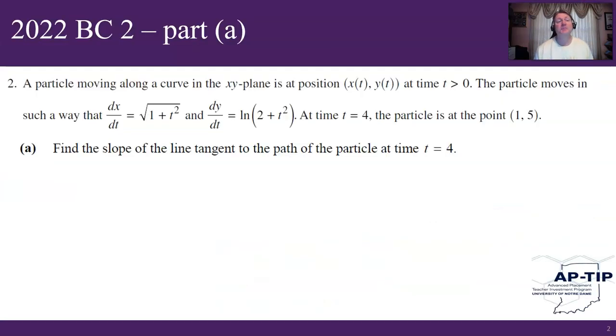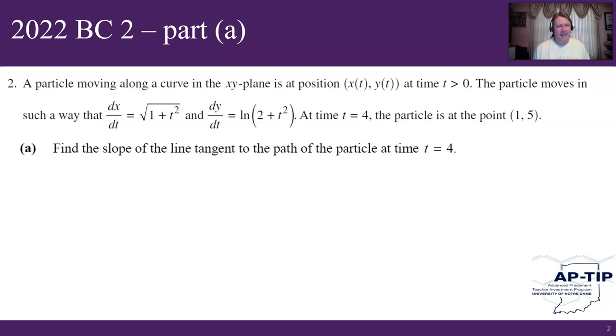a particle is moving along a curve in the xy plane and it's at position x of t, y of t at time t greater than 0. The particle moves in such a way that dx dt, the derivative of x with respect to t, is the square root of 1 plus t squared, and the derivative of y with respect to t is the natural log of 2 plus t squared. At time t equal 4, the particle is at the point 1, 5.